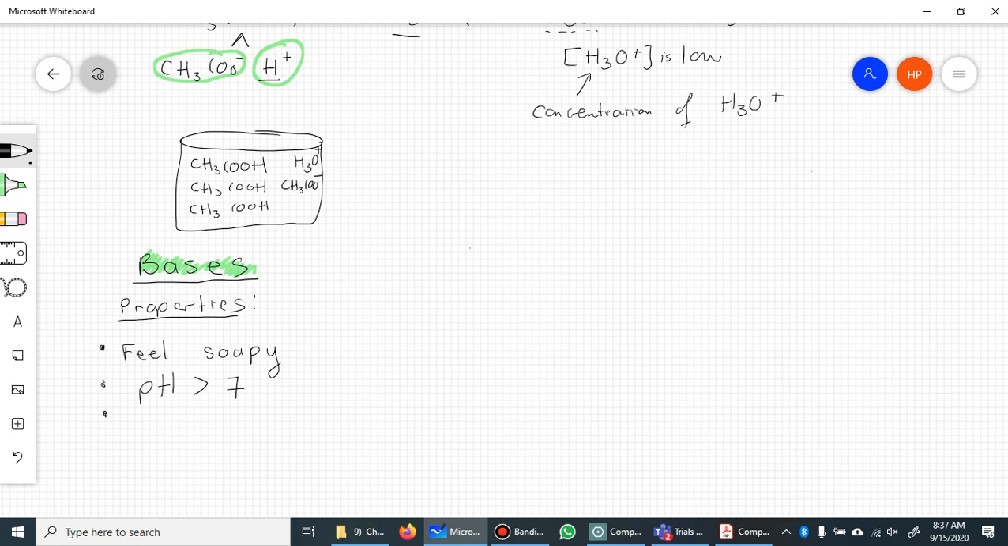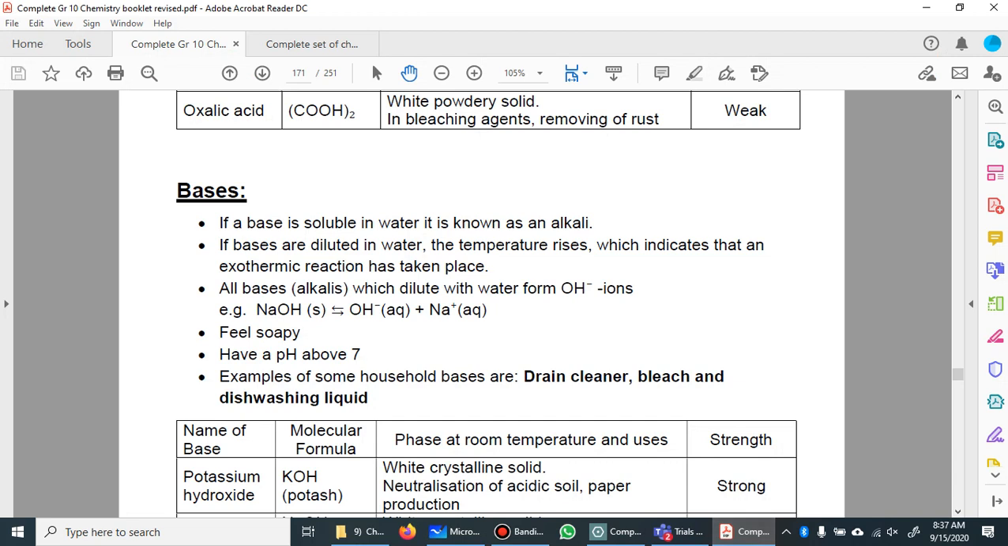We can write the same thing we wrote for the acids, that if bases are diluted in water, the temperature rises again. So again, you can write water plus a base gives you an exothermic reaction. And you dilute it the same as an acid, by the way. You add the base to the water, not the other way around. You always want as little base or acid at one time. So you want a large beaker of water, and you want to add a little bit of acid or base to that.